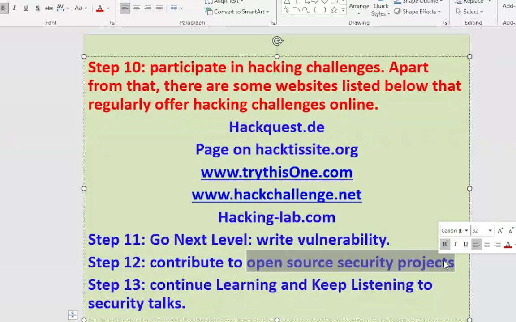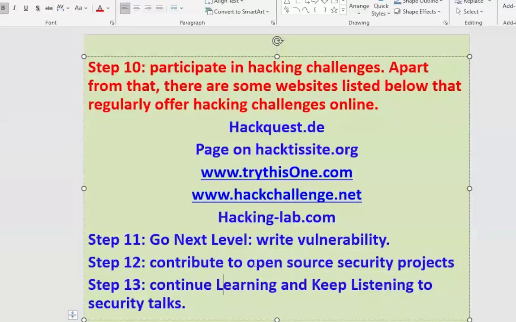Every day the technology is growing. That is why you should contribute to open source security projects. At the end, continue learning and keep listening to security talks. Being an ethical hacker, you must be very passionate about security and security learning. Every day you must learn at least one point from your advanced superior, who is also a hacker, about how they are developing and grooming themselves, so that you can find yourself in a better position in the upcoming years.